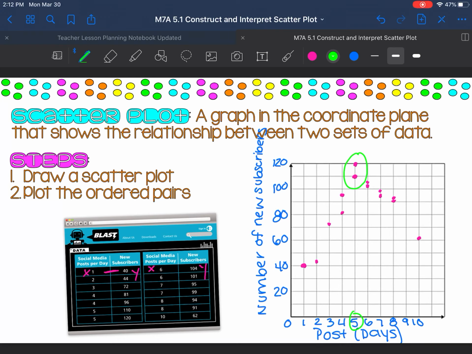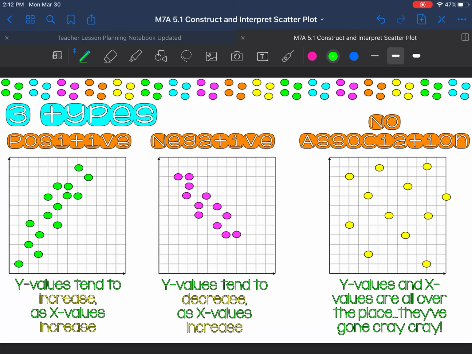Let's take a look at 3 different types of scatter plots. The first one we're going to look at is our positive. All right. So here we have positive. As you can see, our Y values keep going right on up just like our X values. Over here for our negative, we can kind of see the opposite trend. Our Y's are kind of tending to decrease and our X's are increasing. So our X's are getting bigger over here, but our Y's are getting smaller.